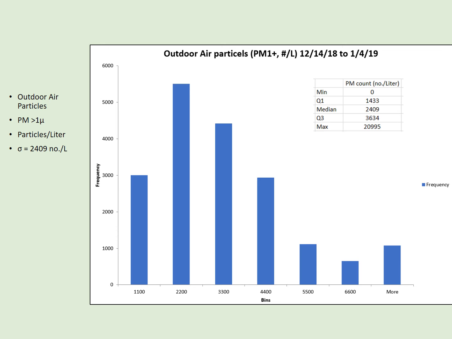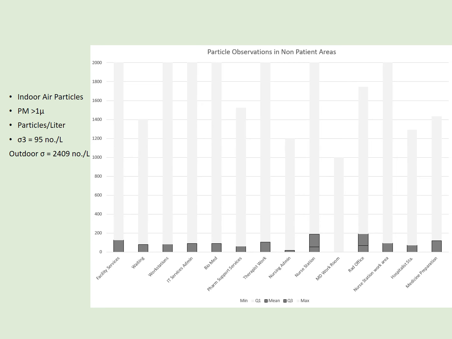That's the correct date range, by the way, 12/14 to 1/4. The mean of this data is 2,500 particles per liter. This is our indoor particle data for non-patient areas, and what we're seeing here is the outdoor data was 2,500 particles per liter.